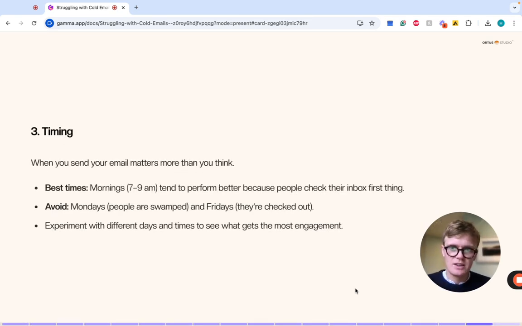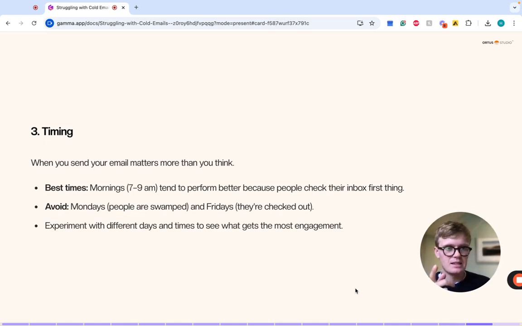And then timing. When you send your emails matters more than you think. So best times, morning, 7 to 9 a.m., tend to perform better because people check their inbox first thing. I've found avoiding Mondays, people are swamped, and Fridays, naturally, people are just checked out. They're already thinking about the weekend. But ultimately, you may find different industries vary. So again, this is definitely something you should think about testing, experiment with different days and times to see what gets most engagement.